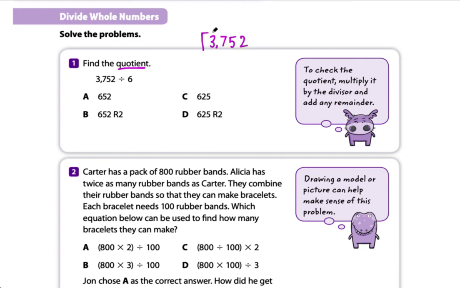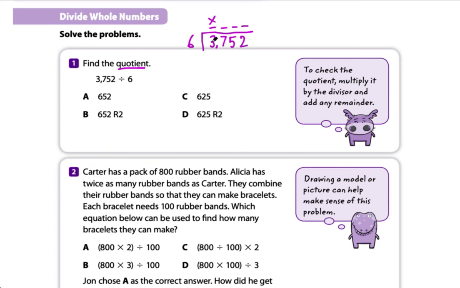3,752. I'm going to use the standard algorithm here since I have a 4-digit divisor. Why did I write 2? 6. So blank, blank, blank, blank. 6 can't go into 3, so I'm not going to have an answer in the thousands place. And that's good because none of my answers are in the thousands place.